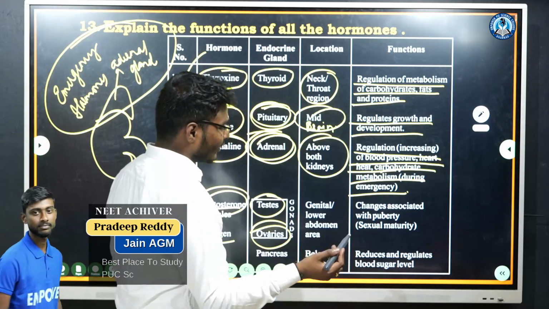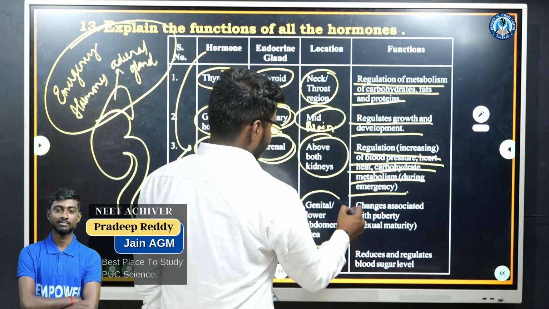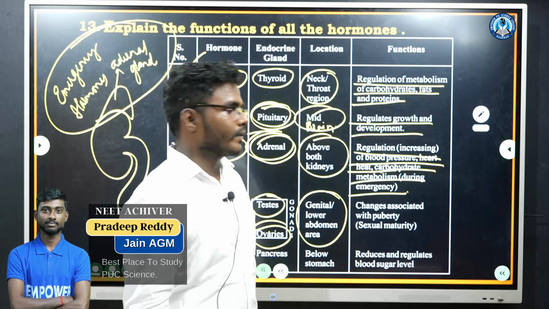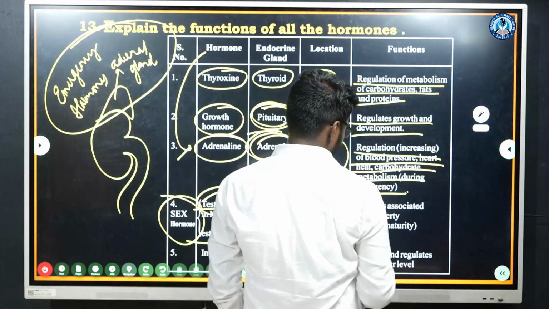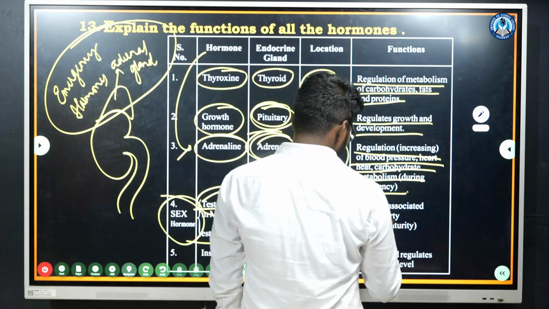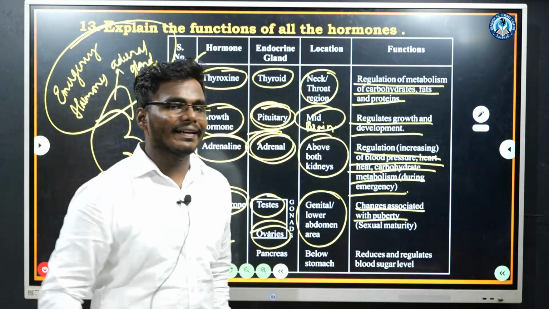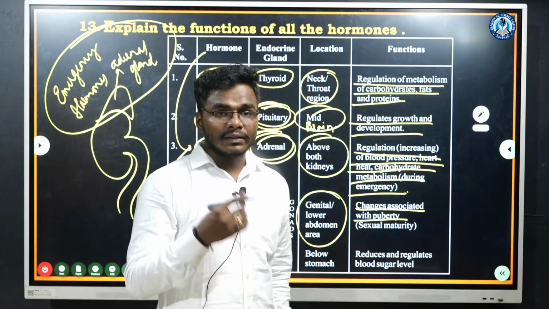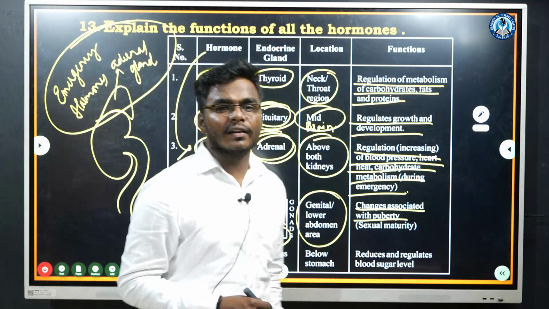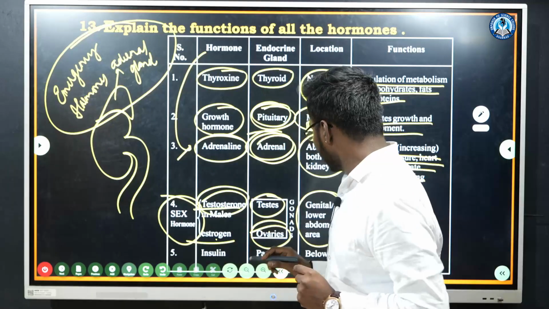What are the changes? What do they do? They are located at the genital lower abdomen area. So what are the functions? When we look at the function, it changes associated with the puberty, that is sexual maturity. The testis and ovary both are involved in sexual maturity.